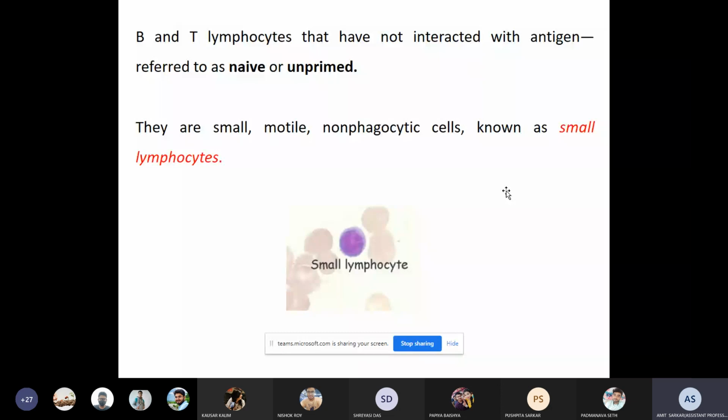And in case of B cells, there's also another name, called small lymphocyte. So small lymphocyte is nothing but a naive B lymphocyte. They're small in size, they're motile, and they are non-phagocytic. We have seen a small clip in the last class about the phagocytic cell, how the cells ingest microorganisms in the process called phagocytosis. So they are not phagocytic. They cannot digest or ingest any microorganism. They are very small, they're motile, known as small lymphocyte.